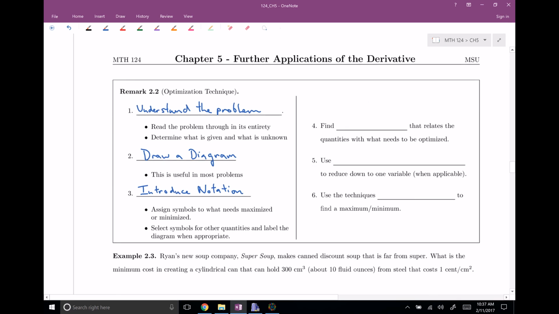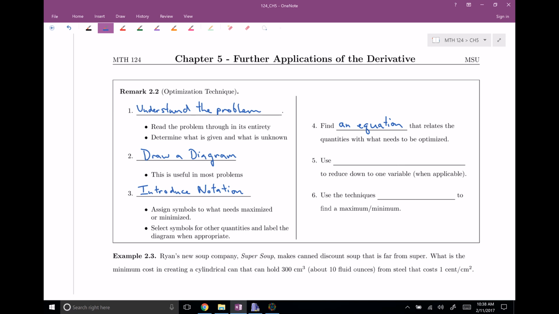Number 4, find an equation that relates the quantities with what needs to be optimized. So in this case, that was our area equation. We needed to optimize, in this case maximize, area. So the equation that we used in this case was area is equal to length times height.